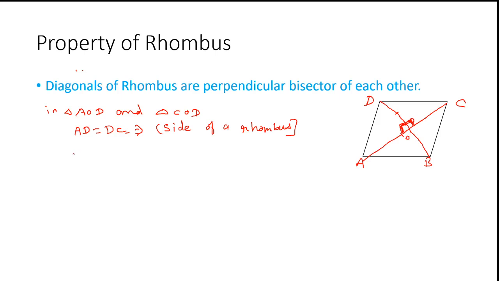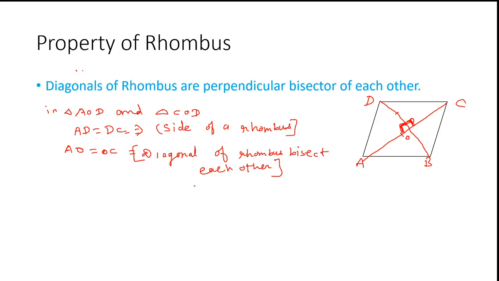And AO is equal to OC. By which property we can say that AO is equal to OC? The diagonals bisect each other. Diagonals of rhombus bisect each other. Rhombus is a parallelogram, so this is the property of parallelogram. And also in rhombus, the diagonals bisect each other.